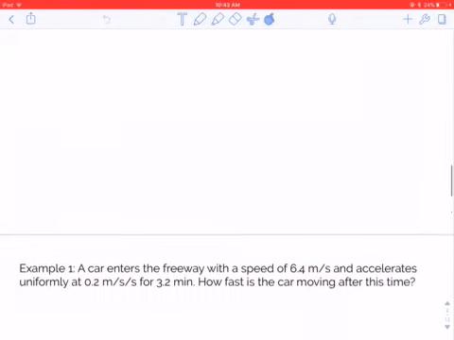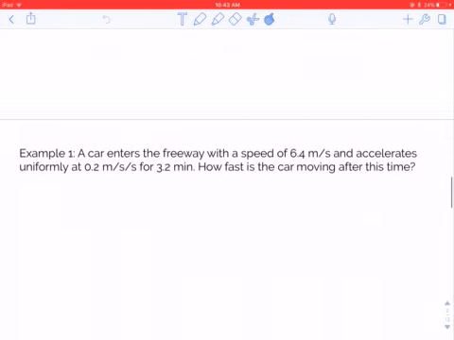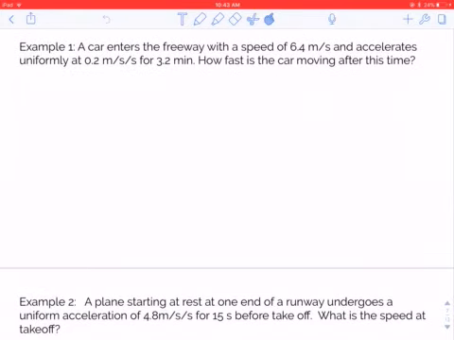Okay, so the title of those examples are called Finding Velocity. Okay, so example 1. A car enters the freeway with a speed of 6.4 meters per second and accelerates uniformly at 0.2 meters per second squared for 3.2 minutes. How fast is the car moving after this time?